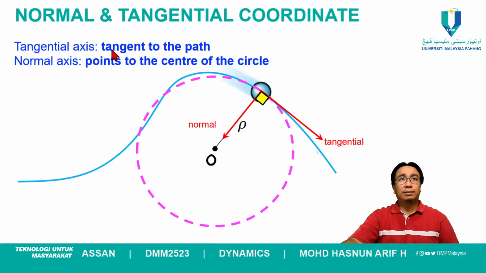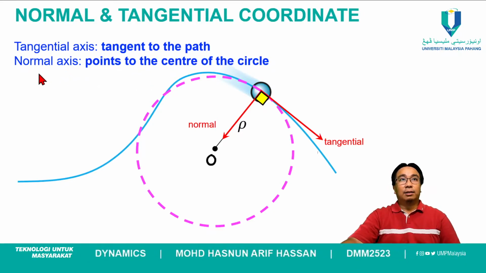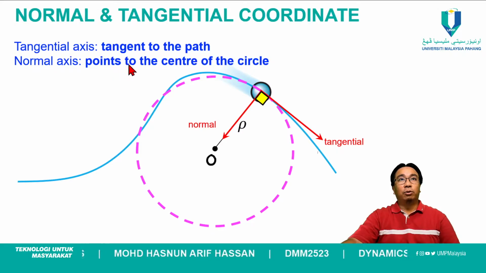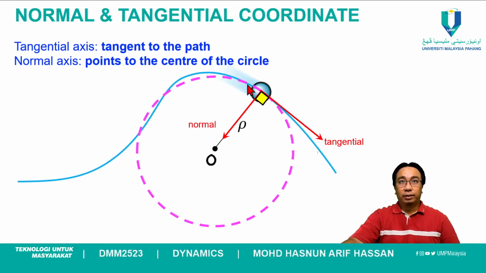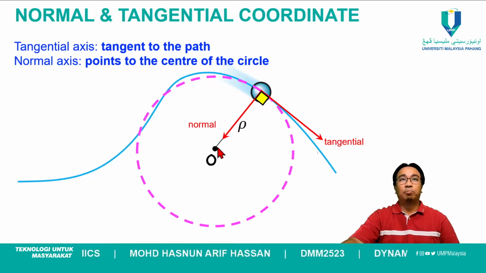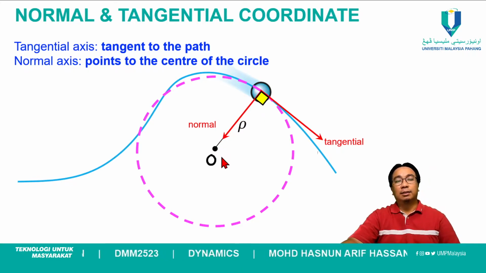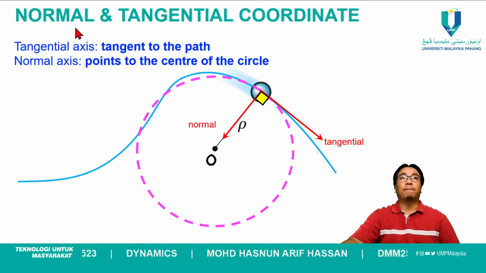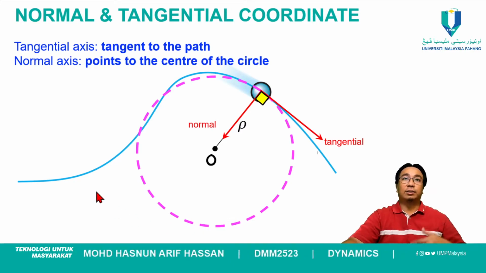So the tangential axis is always tangent to the path. The normal axis will always point to the center of the circle. This is the circle of the portion of this curvilinear path. So this center point of the circle will be where the normal axis is pointing towards. That is what we have learned in the first chapter in kinematics.